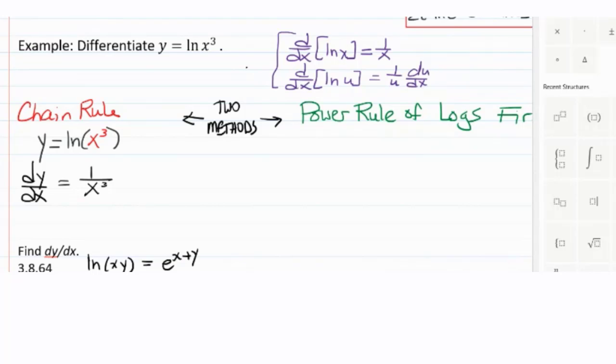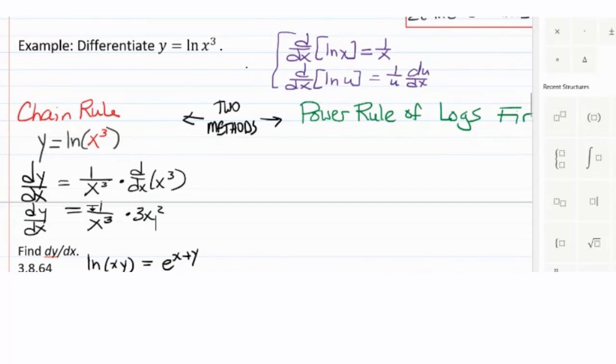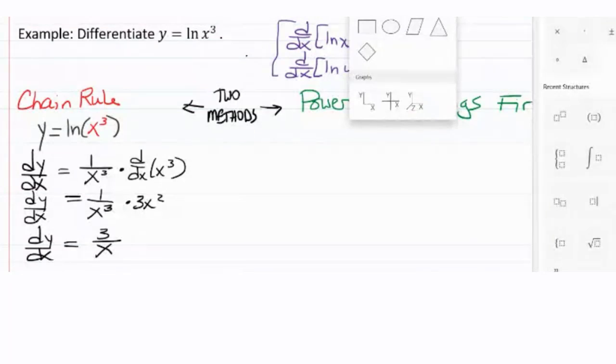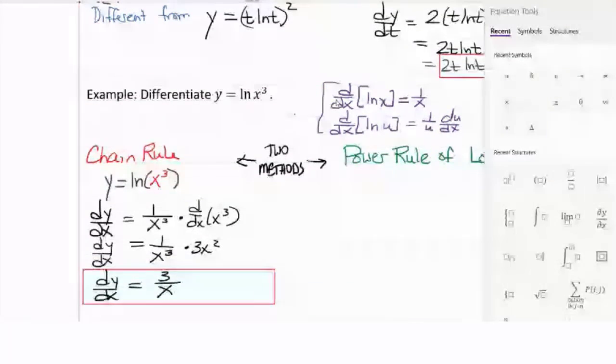But since that wasn't just an x there, we have to multiply times the derivative of x cubed. So it's going to be 1 over x cubed times what? 3x squared. Good. So we can simplify a little bit. So we have dy dx equals 3 over x. Okay, so that's one way to get that derivative. Perfectly valid way to get that derivative.